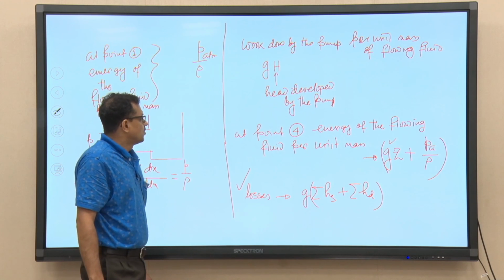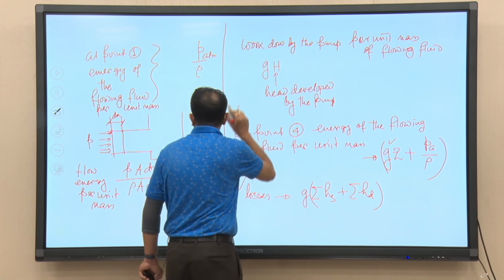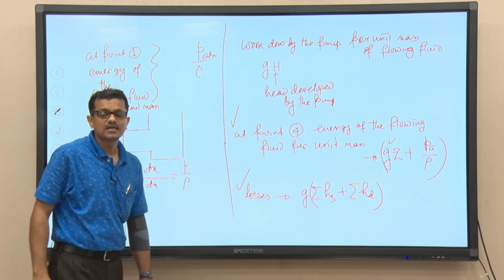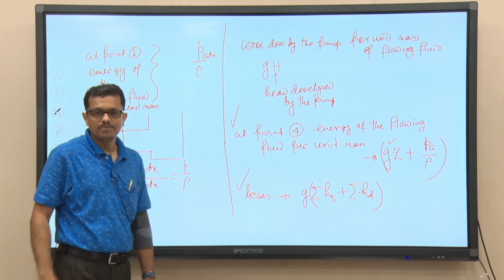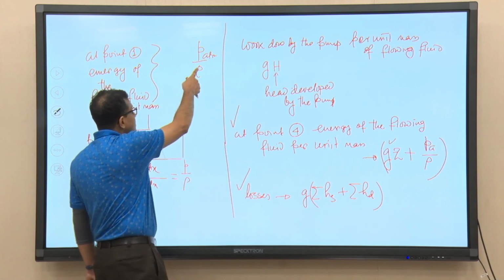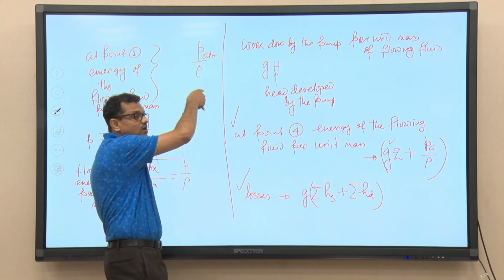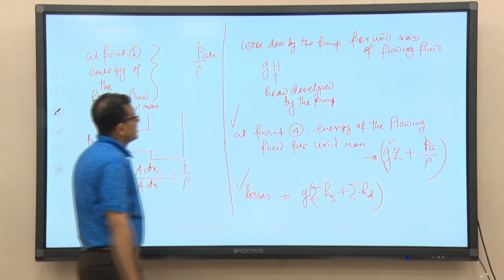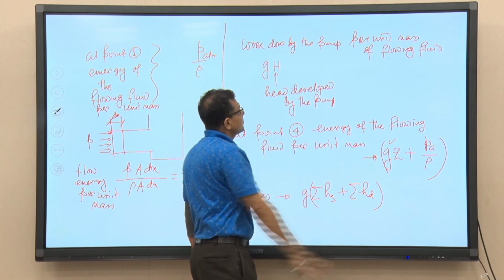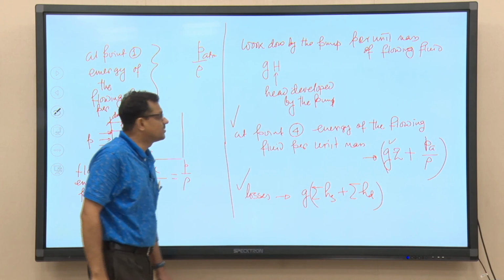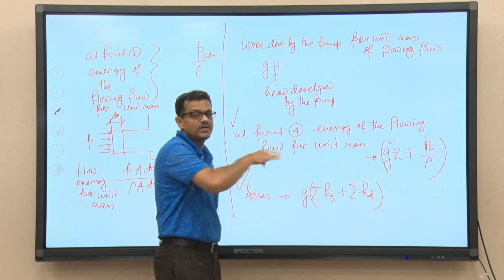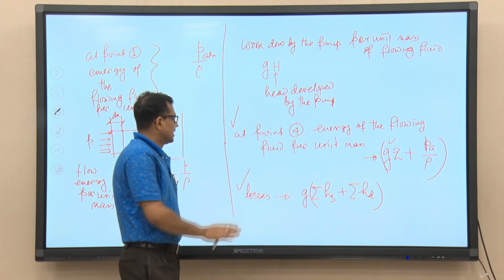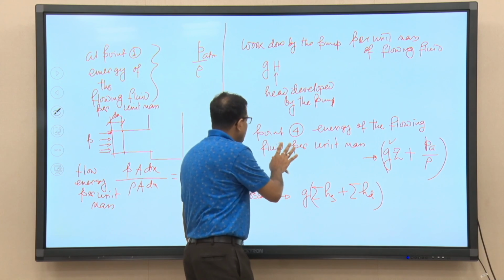And what is most important over here is that we have understood that P ATM by rho is the flow energy, the energy of the flowing fluid per unit mass. So, that is the energy required per unit mass of the flow to maintain the flow in presence of pressure. This is basically work done by the pump per unit mass of the flowing fluid, because H is the head developed by the pump. We really do not know what H is. This is very important at point 4.